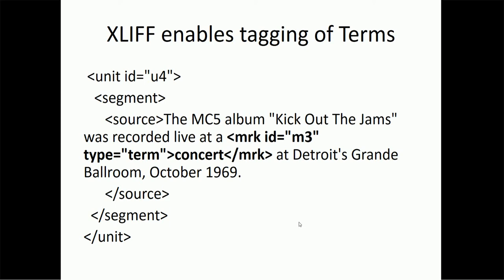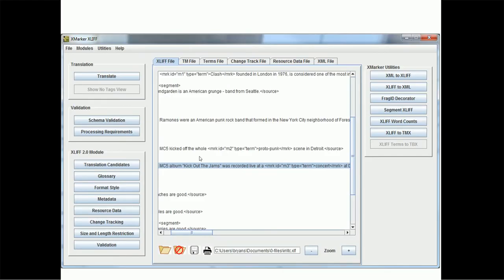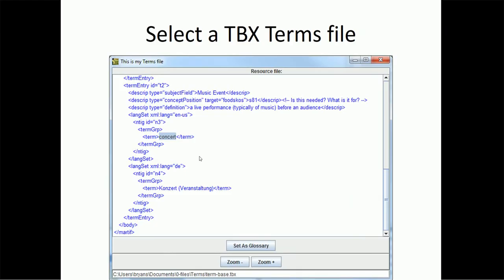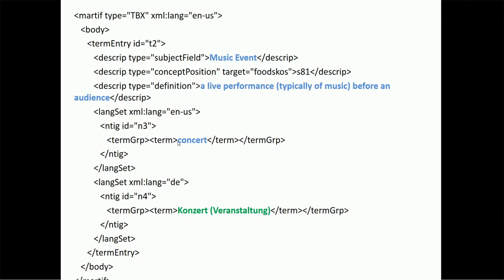So basically, we have this unit that says, I have this term, I have this MRK element, and I've identified concert as a term. I open the XLIFF file, and I select the TBX file, which we've done here, and we notice that it has concert as one of the terms. And this is what the TBX file looks like inside. It's got the term, that's the key, then it's got a definition, and it's got a subject. And in some cases it has a translation, but that's not really the important thing.